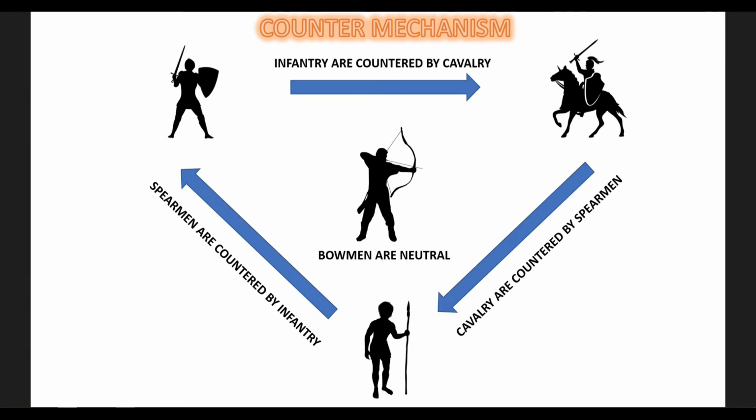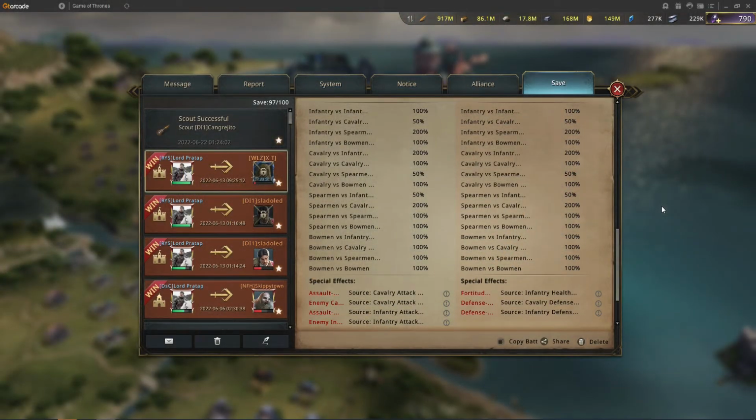To have a basic understanding, if our enemy has cavalry and we send infantry, we will have a disadvantage because the cavalry from our enemy will counter our infantry. But instead, if we send spearmen, our spearmen will have an edge over cavalry, and that's when we will get the advantage. Now, to have a clearer understanding of the counter mechanism, let's have a look at one of the battle reports. This is one from recent time.